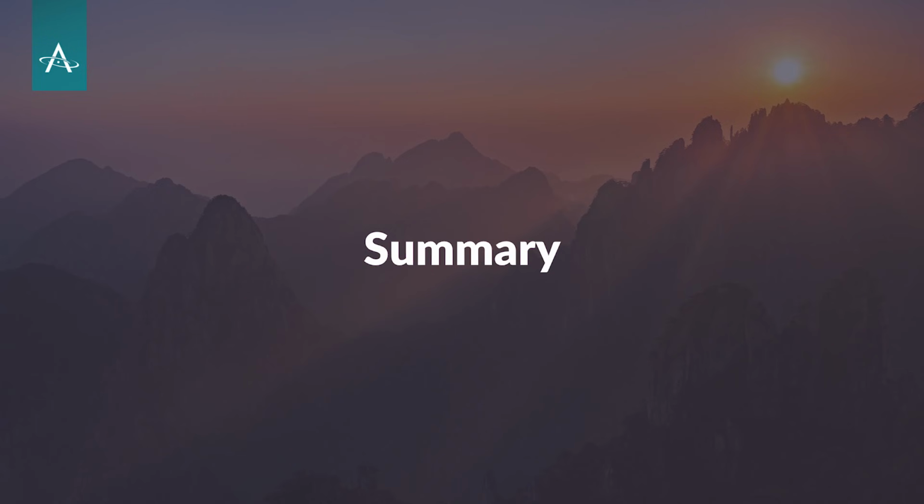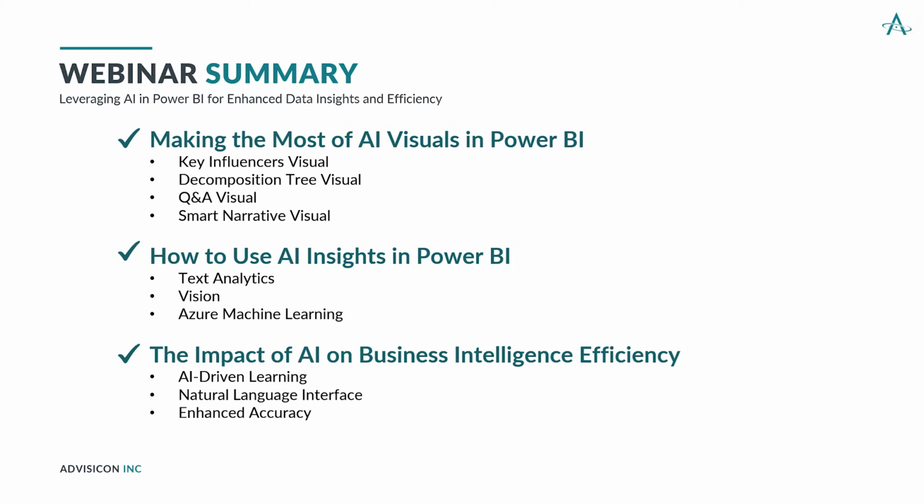In today's webinar, we explored Key Influencers Visual. This tool helps identify which factors impact key metrics, including outliers detection and what-if analysis. Decomposition Tree Visual. It breaks down measures by different dimensions to reveal their contributions with AI-driven high-low value analysis. Q&A Visual. It enables you to ask natural language questions and receive instant answers in the form of charts or tables, enhancing data interaction.